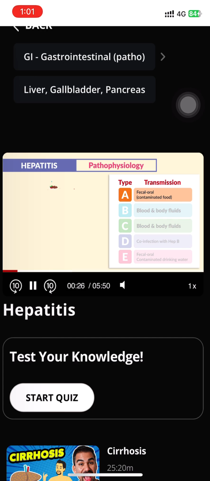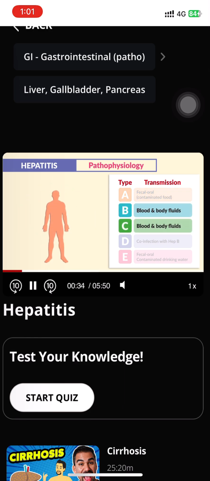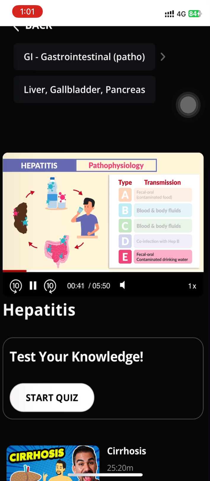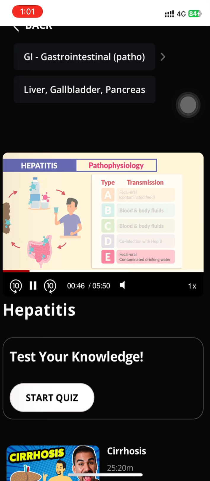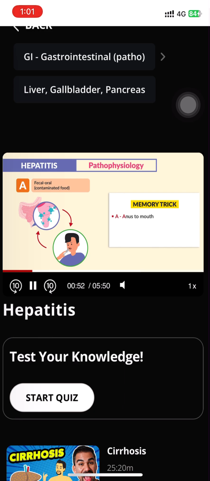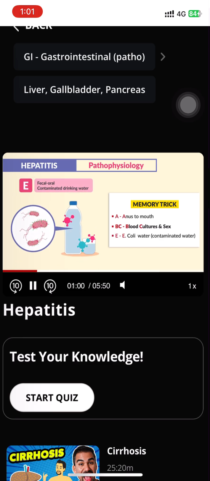So starting at the top, type A is transmitted by fecal-oral route, typically through contaminated food. And B and C are typically transmitted from blood and body fluids. Now, D is a co-infection with type B, and E is the fecal-oral route, typically contracted from contaminated drinking water. So the memory tricks to know for exams is A, think anus to mouth. For hepatitis B and C, just think blood cultures as well as sex. And E, just think E. coli is in the water from drinking contaminated water.